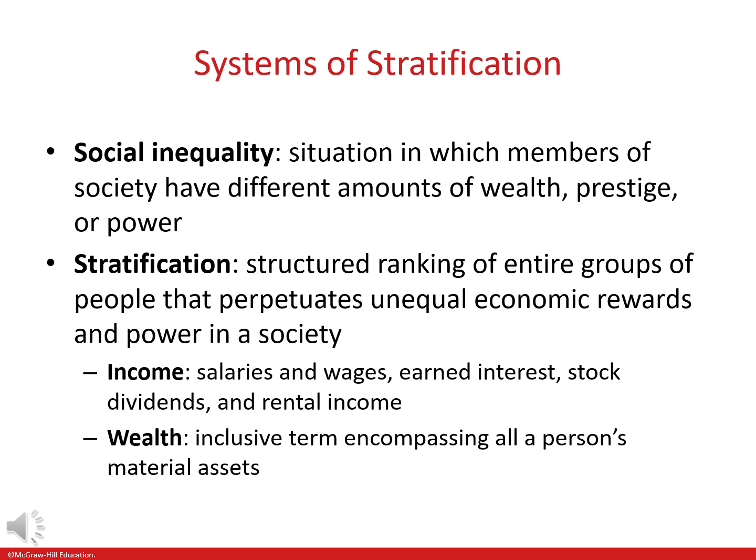Income includes things like salary, wages, interest, stock dividends, and rental income. Wealth is an inclusive term encompassing all of a person's material assets, including their homes, which is the main way Americans are able to acquire wealth: through home ownership.